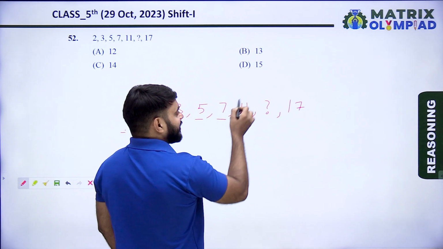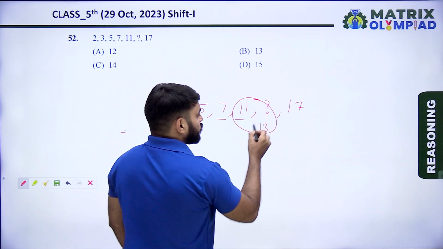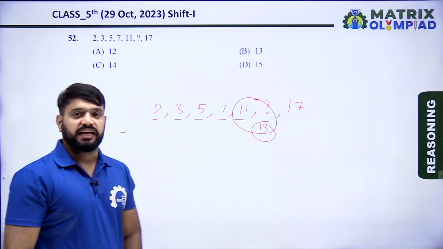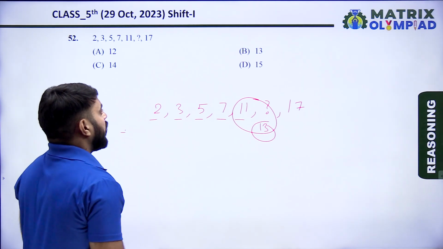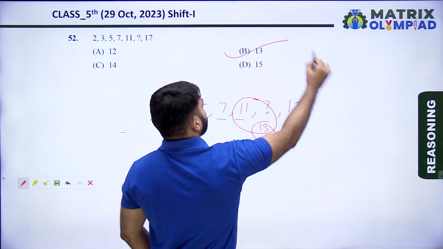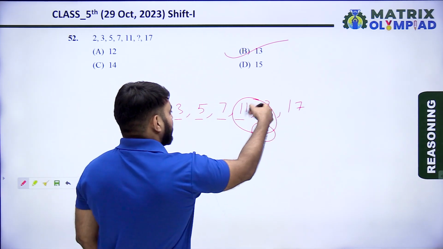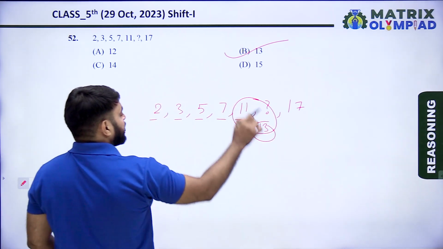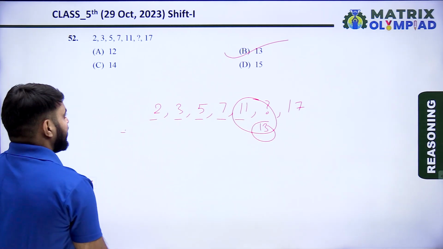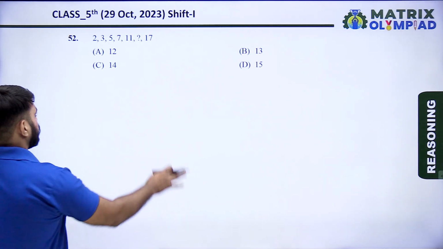So after 11, the next prime number is 13. So the missing term is 13. So here option B is the correct answer of this question because 13 is the next term after 11. So option B is the correct answer. So let's move on to the next question.